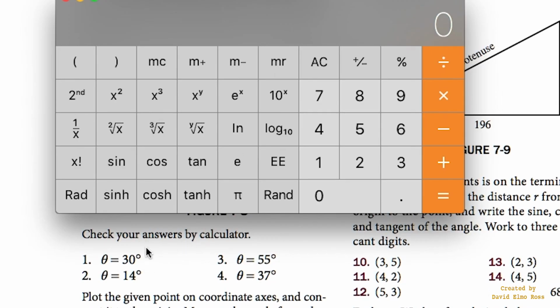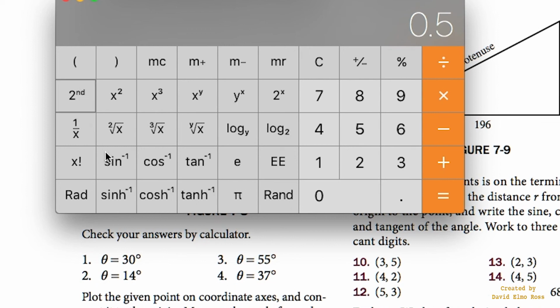Let's see how we would go about finding the sine, cos, tangent, cosecant, secant, and cotangent of 30 degrees. First thing we do is we put in 30 degrees and we hit sine. The sine of 30 degrees is 0.5. If we do 1 over this, this is the cosecant of 30 degrees, which is 2. Now if we do 1 over and do second inverse sine, we get our 30 degrees back.